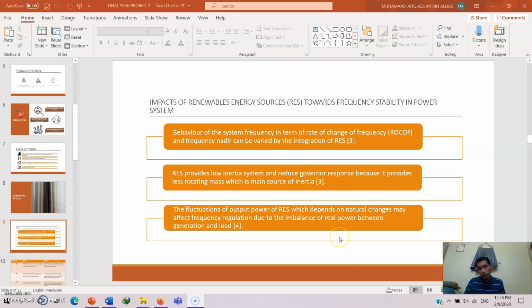The third one is the fluctuation of the output power of RES, which depends on natural changes like irradiation from the sun and wind speed from the wind, and may affect frequency regulation due to the imbalance of real power between generation and load.